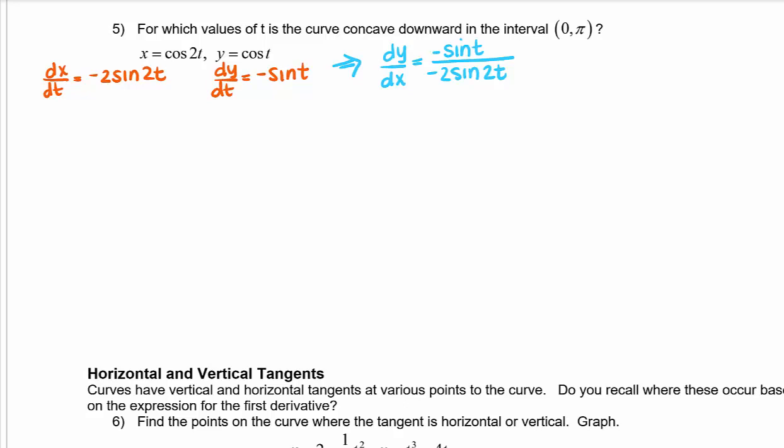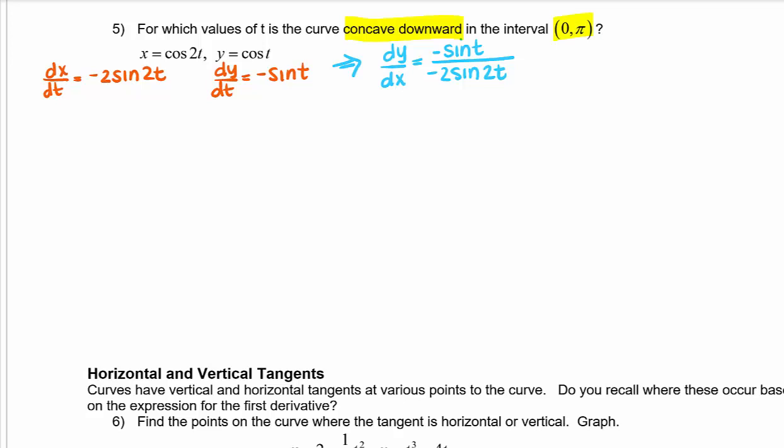So for which values of t is the curve concave downward? So we're really answering a similar question that we were answering before, only now it's concave downward instead of up. But I still need the second derivative. And now it's giving me an interval.